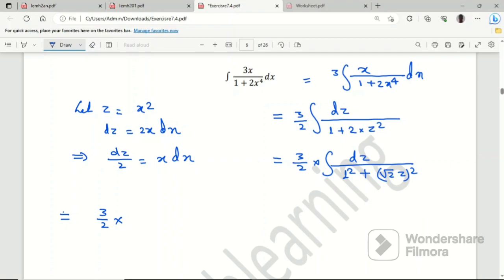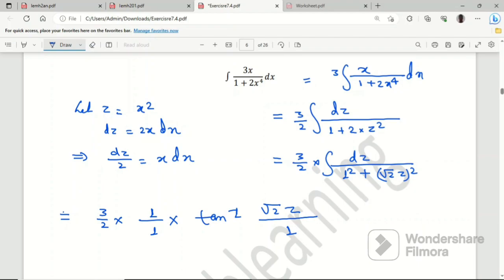So 1 by a, a is 1, so it will become 1 by 1 into tan inverse. Tan inverse, what is the variable? The variable is here root 2 into z. Tan inverse x upon a. Again a is 1. So now our variable is under root 2 into z, not only z. So you need to find the differentiation of this.